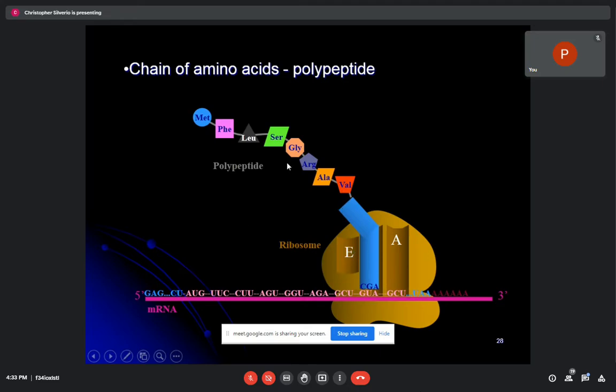In other words, how many transfer RNAs have already passed through this ribosomal RNA? There were already 1, 2, 3, 4, 5, 6, 7 transfer RNAs carrying these amino acids that passed through this ribosomal RNA. And so there is now polymerization of the amino acids.